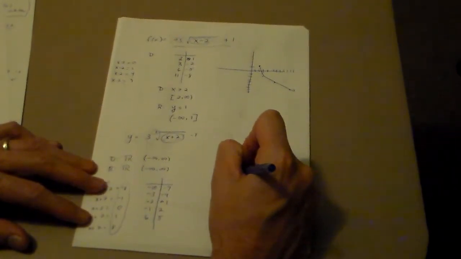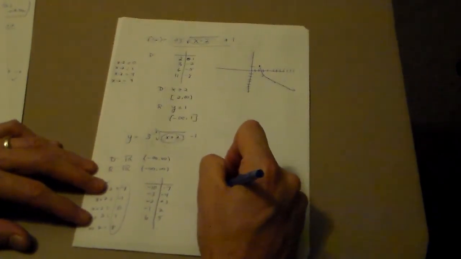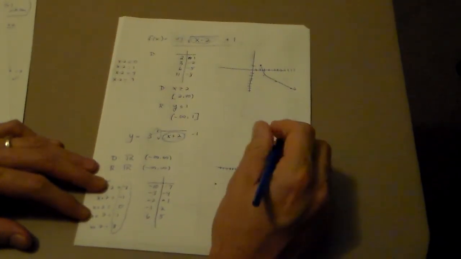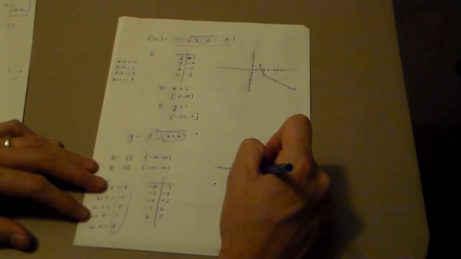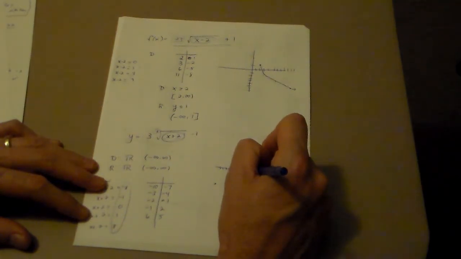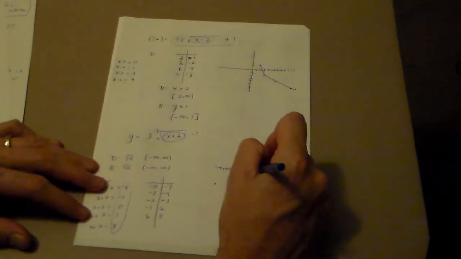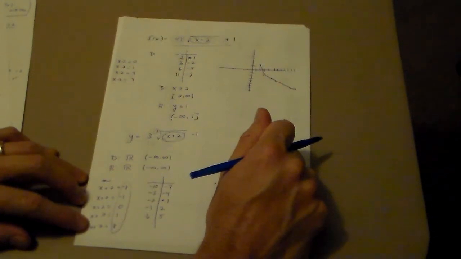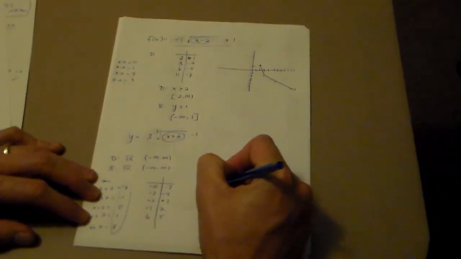Counting on the graph: negative 10, negative 7 is down there. Negative 3, negative 4. Negative 2, negative 1. Negative 1, 2. And then 6, 5. That looks funny. Yeah, I guess it's right. So you got this here.